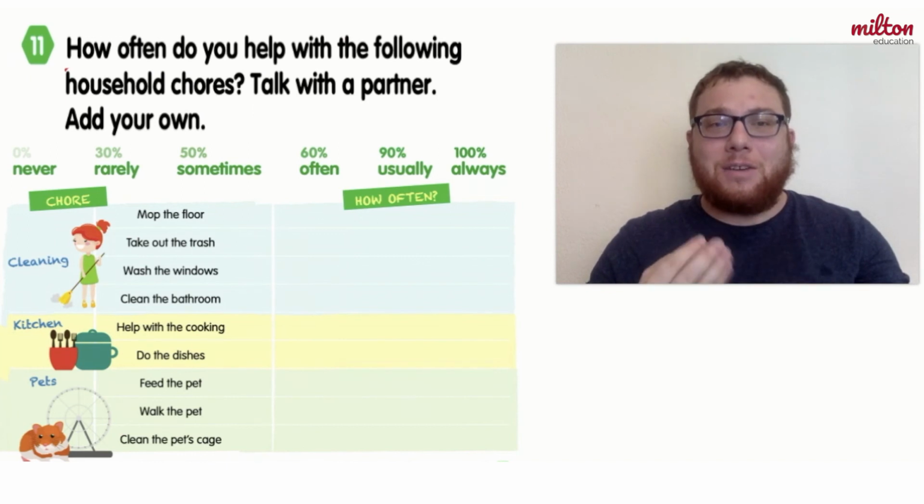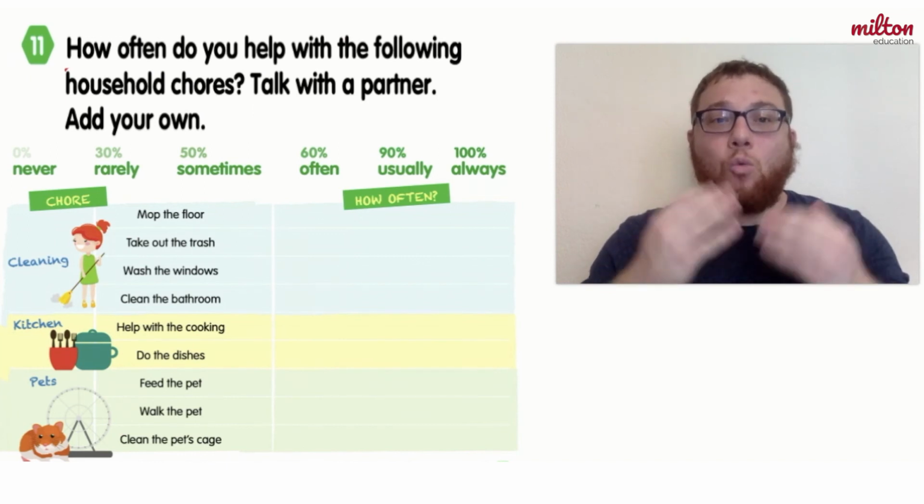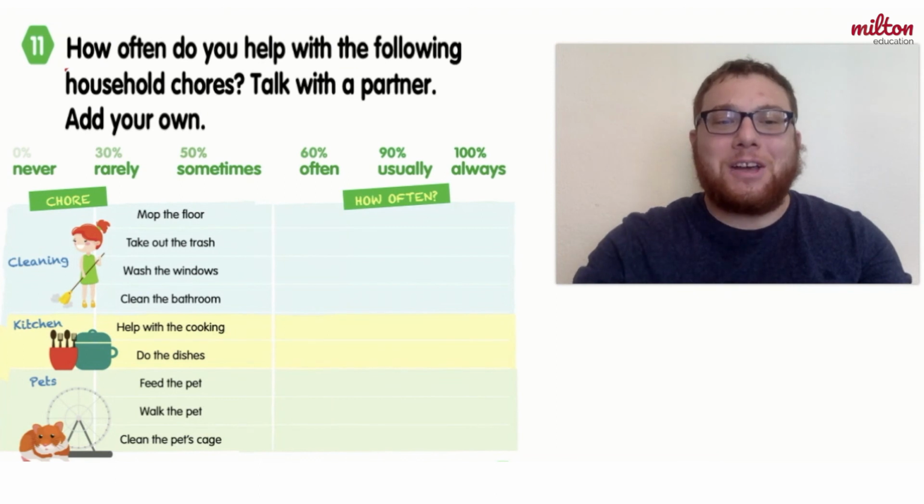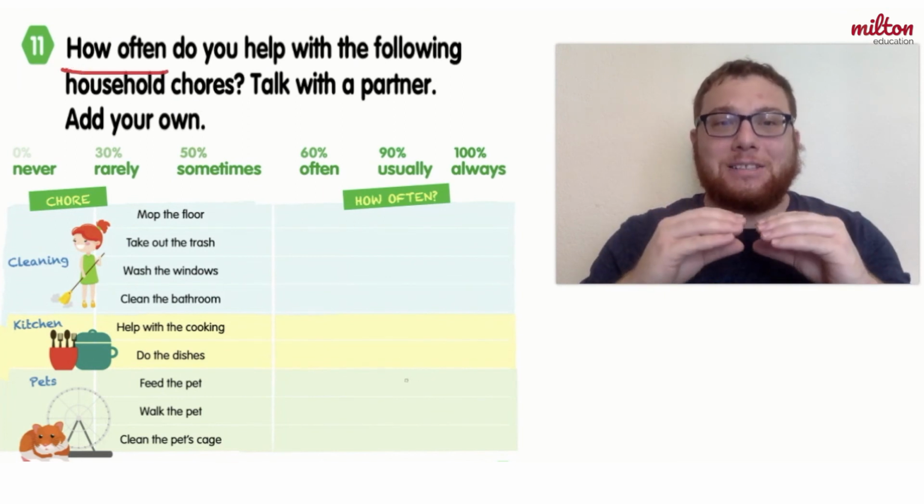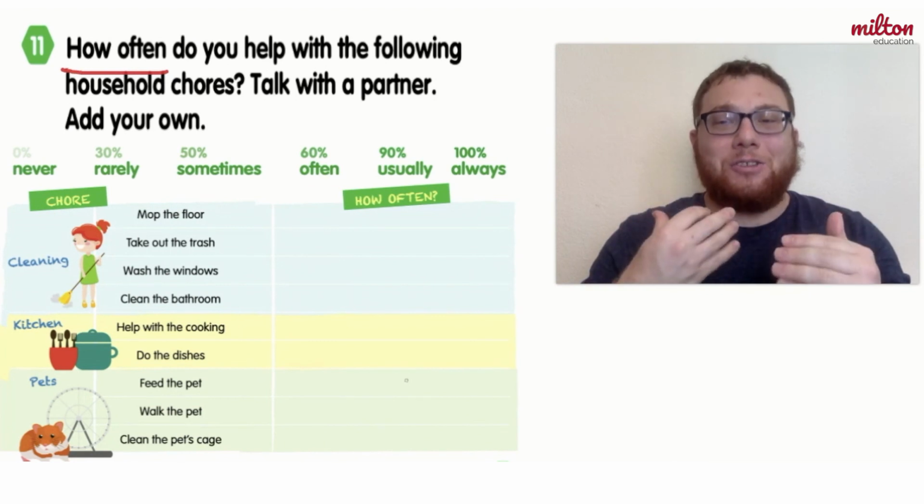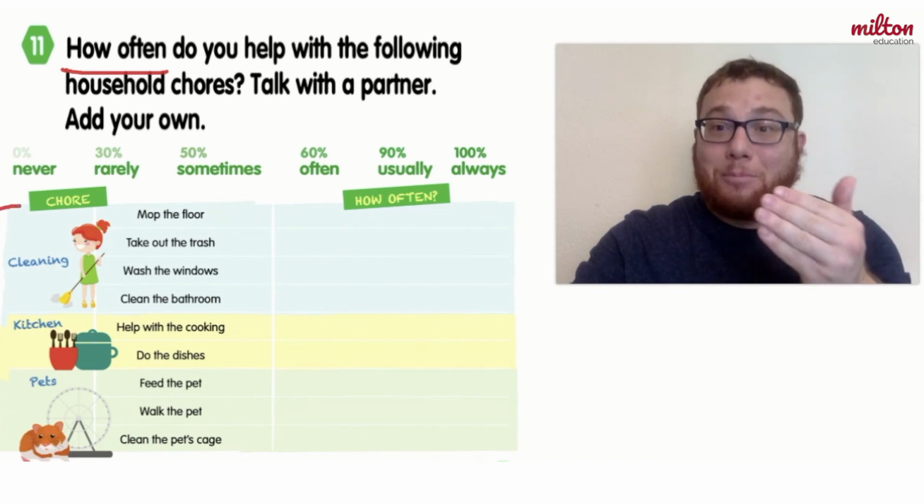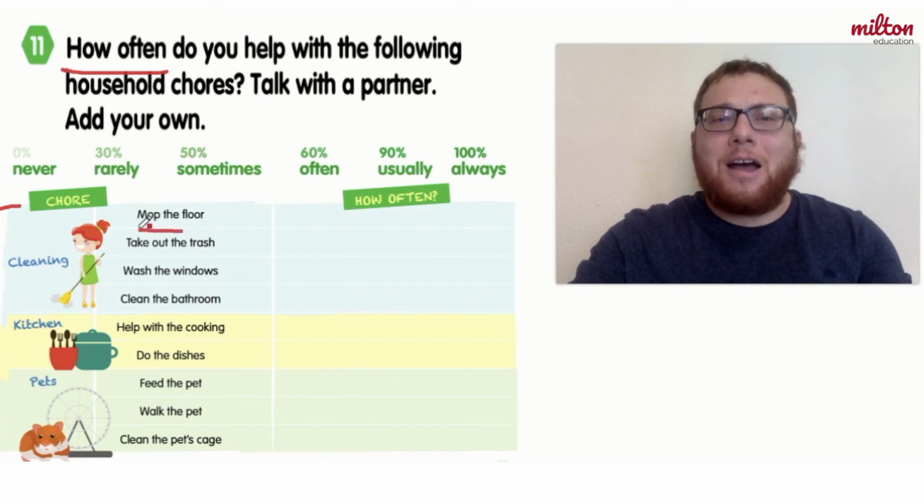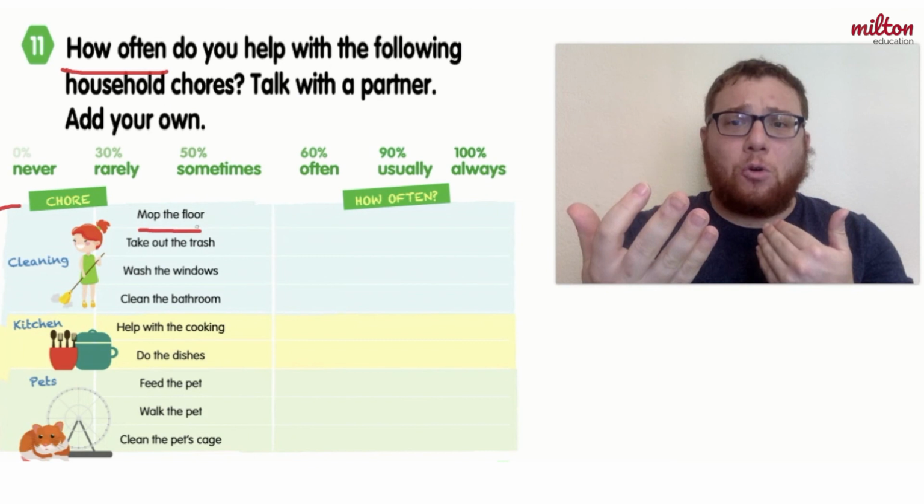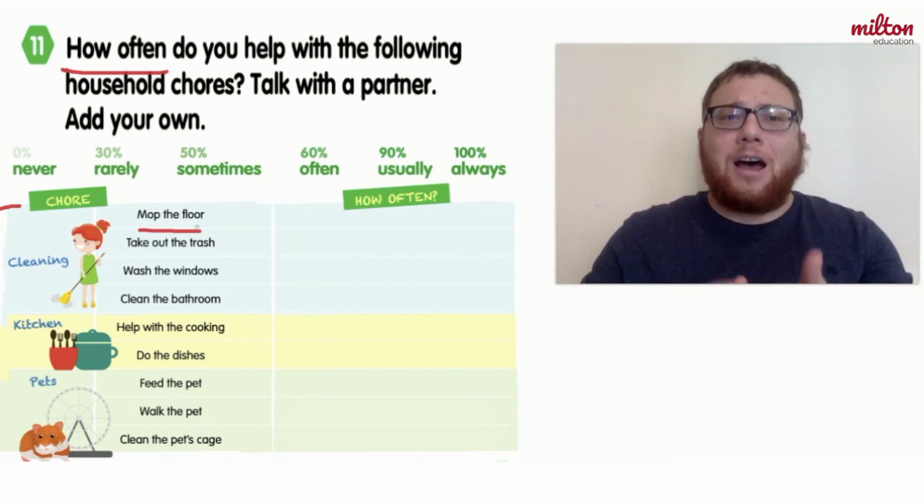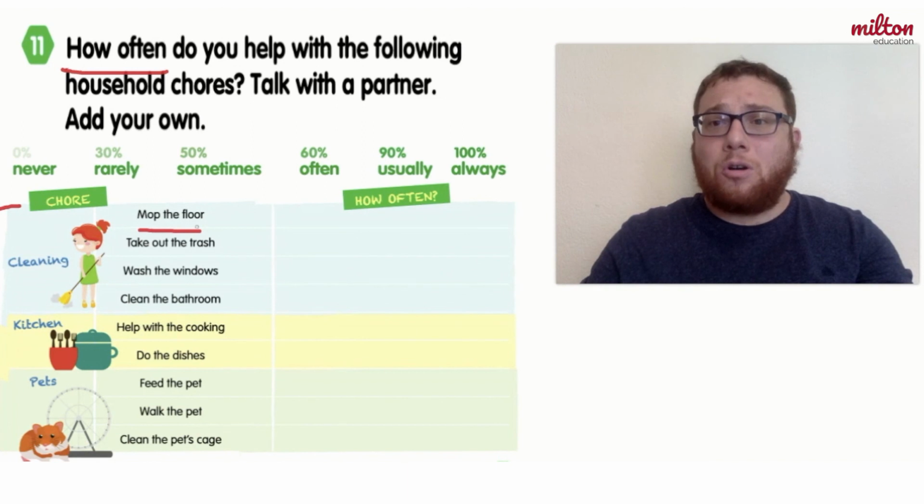Now you're going to do an activity where you talk with a partner about when you do different chores. You must always ask a question using how often. How often means what frequency you do an activity. You must ask questions using the vocabulary in the chart. For example, you might ask your partner, how often do you mop the floor? Your partner might say, I rarely mop the floor, or I mop the floor once a month.